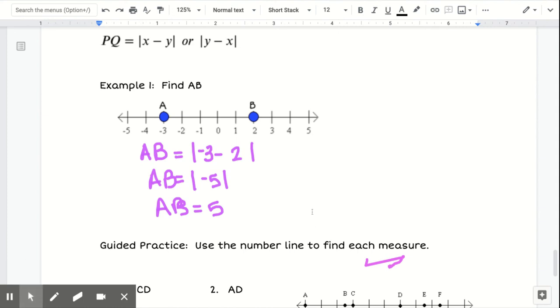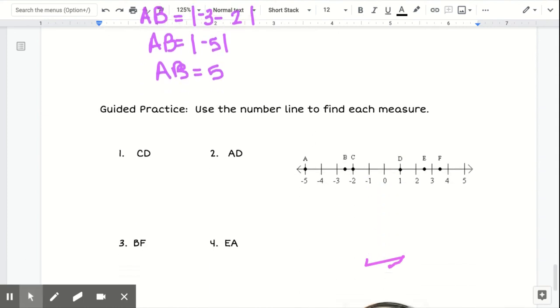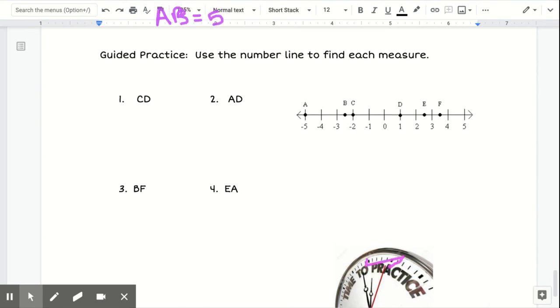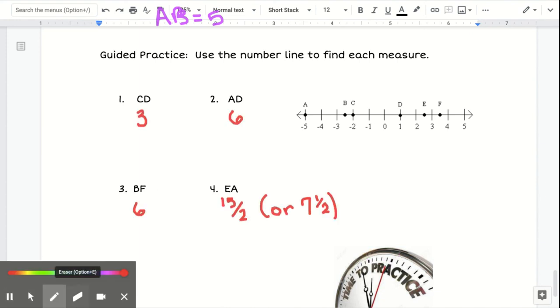Okay, so we have some more guided practice here. Just 4 more questions. So you're going to pause the video again, work these 4 questions, and then come back and see how you did. Okay, welcome back. So the distance from C to D is 3. The distance from A to D is 6. The distance from B to F is 6. And the distance from E to A is 15/2, or 7.5. Those are both equivalent.